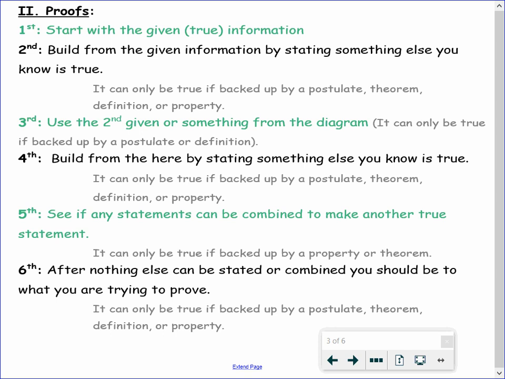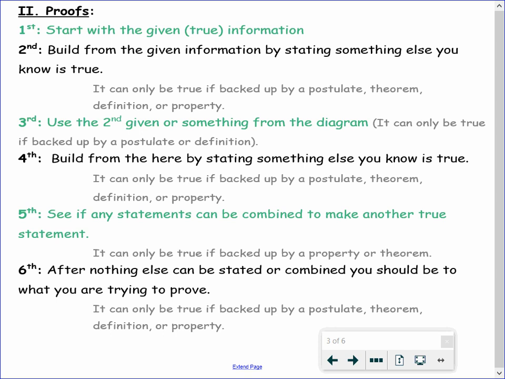So the fifth thing you're going to do is see if you can combine something else. Generally, that's a property like the substitution property or the transitive property, or it's a theorem like congruence of angles is transitive. After you've combined them, generally you can't go much further, but you might be able to by simply going to the proof.